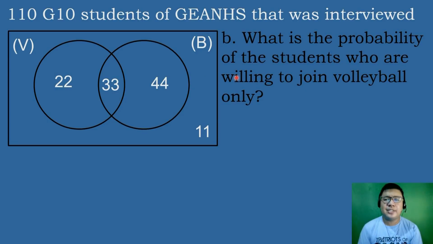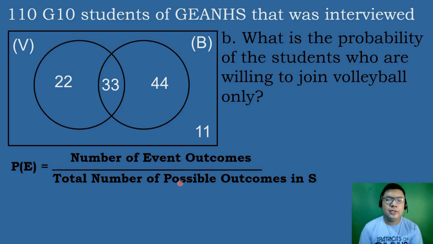Let's have our next question. What is the probability of the students who are willing to join volleyball only? So we will again use the formula of the probability, number of event outcomes over the total number of possible outcomes in the sample space. And we will determine the number of students who will be joining volleyball only. We will look at this circle because it indicates the students who will join volleyball. But this time we will only get 22.